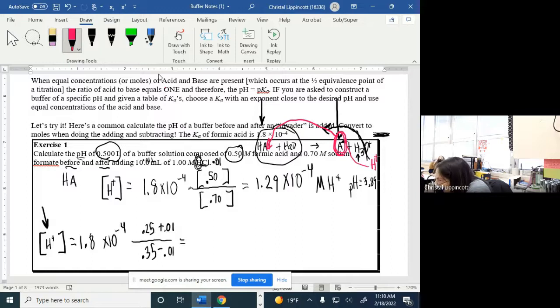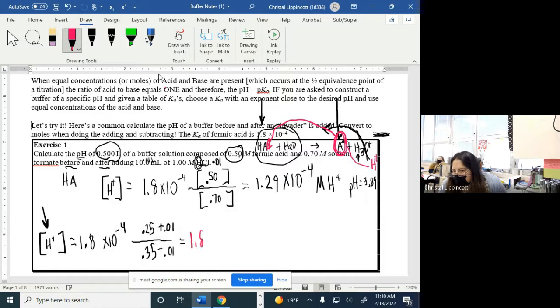Now, in the other method, you would have to go back, add up all of your volumes, go through and figure out what the new molarities were for this. That's why my method works so much slicker than having to deal with all of that. Does that make sense? Okay, so do the math here.